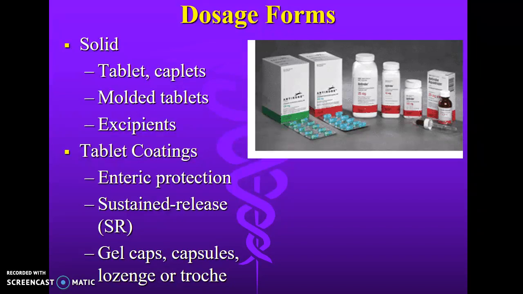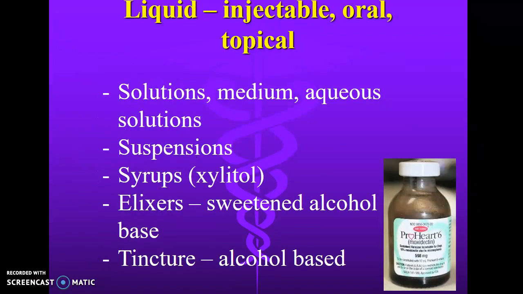Gel caps are softer capsules, just allows them to be swallowed easier. Capsules are capsules. They're in a gelatin coating that dissolves. We do not use these last two, lozenges or troches, in animals because they're meant to be held in the mouth and dissolve slowly, but just wanted you to be aware of those solid forms. Liquids are ones that we either inject, we can also give these orally, or we can rub them into the skin, drop them in the eye, in the ear.